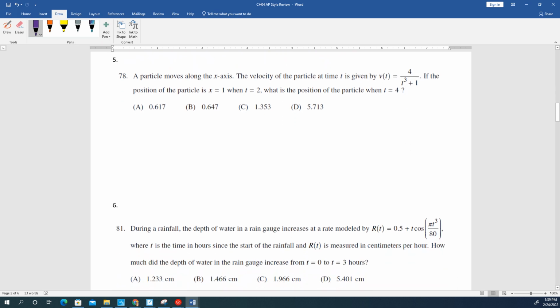This would be a calculator active problem here, and you actually do need your grapher for this. Oh, I read it out loud. A particle moves along the x-axis. See how common these particles are? The velocity of the particle at time t is given by this velocity function. If the position of the particle is x equals 1 when the time is 2, what is the position of the particle when the time is 4?